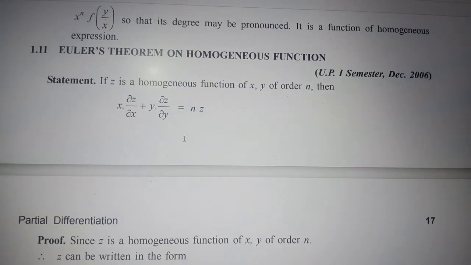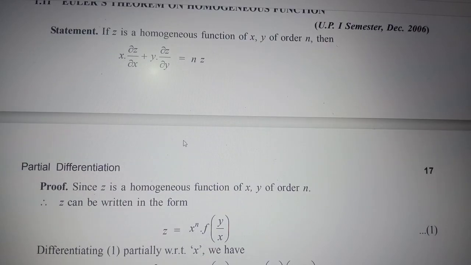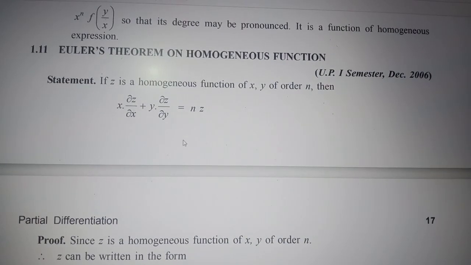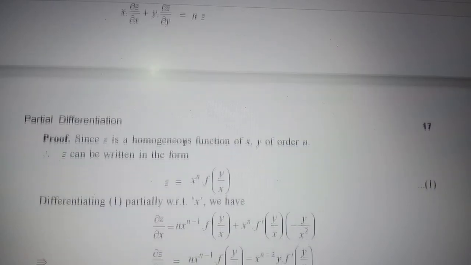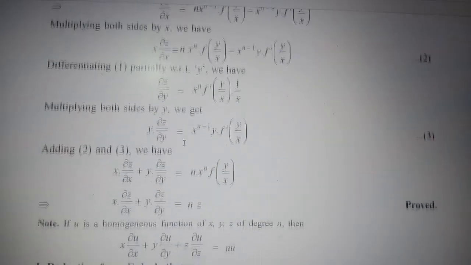What is meant by Euler's theorem on homogeneous function? If z is a homogeneous function of x and y of order n, then x into dou z by dou x plus y into dou z by dou y is equal to n z. So this is very important, Euler's theorem on homogeneous function: x into dou z by dou x plus y into dou z by dou y is equal to n z. Okay, so we have a proof for this.